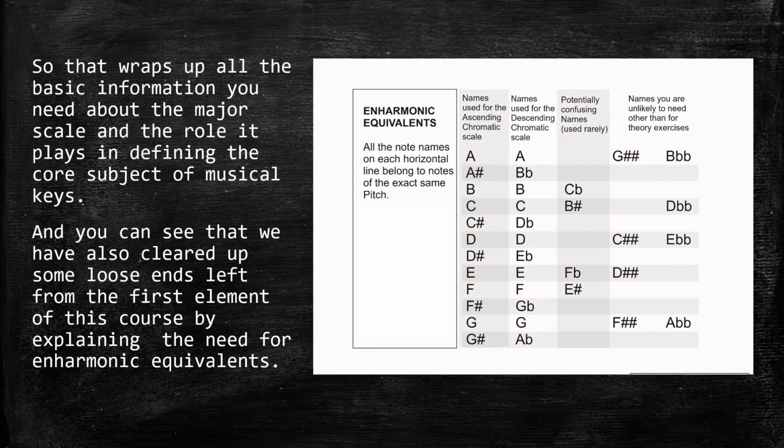So that wraps up all the basic information you need about the major scale and the role it plays in defining the core subject of musical keys. And you can see that we have also cleared up some loose ends left from the first element of this course by explaining the need for enharmonic equivalence.